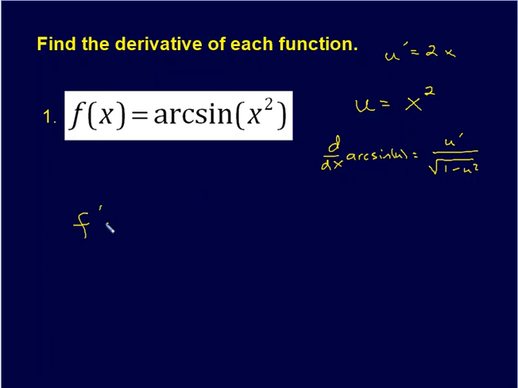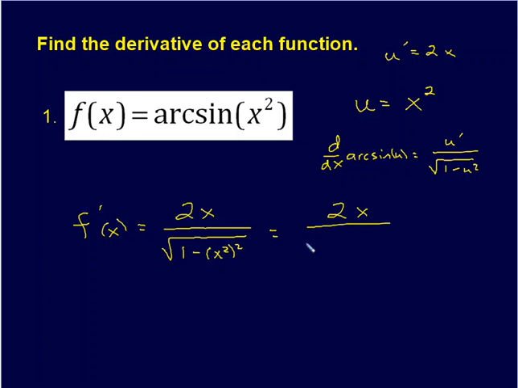So to write the derivative, all I've got to do is fill in this template: 2x in place of u prime, and then x squared in place of u, and this becomes 1 minus the quantity x squared squared. Let's just simplify the parentheses out a little bit further. It'll be 2x over the square root of 1 minus x to the fourth, and that is my derivative.